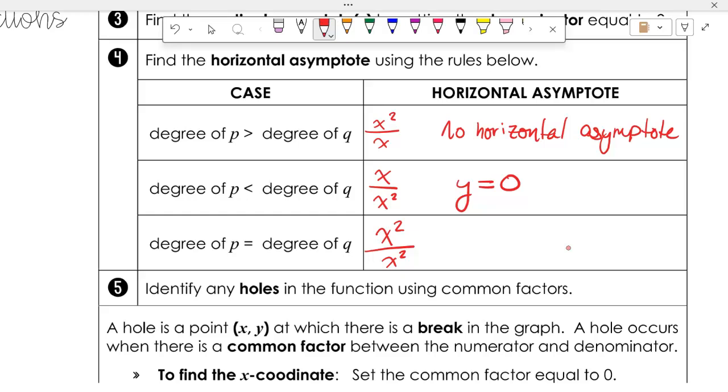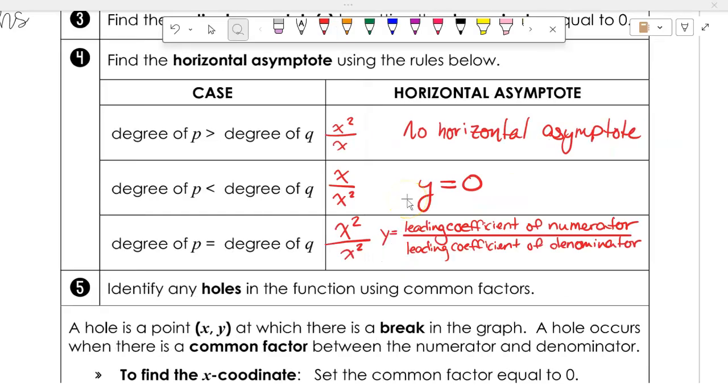And so here, like I said, it's just taking the leading coefficient of your numerator and dividing it by the leading coefficient of your denominator. So for example, if this was 3 and this was 2, with both being x squared, then my asymptote would just be at y equals 3 halves. So that's how that works.